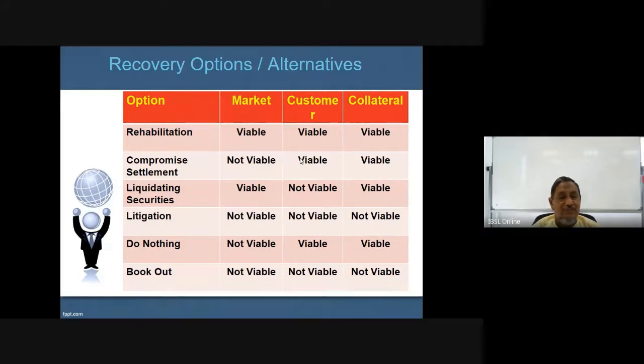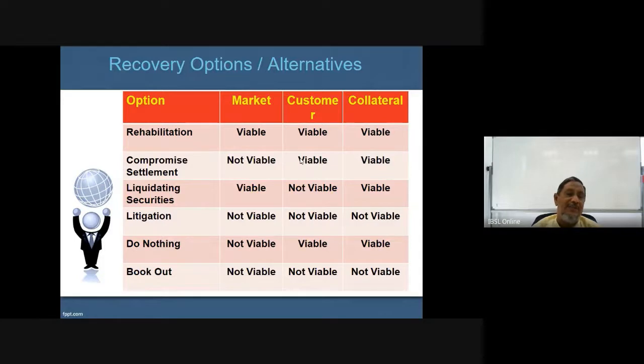Best option is to wait and see, do nothing. We have to wait till the markets come back to normal situation. Thereafter, we can go for recovery program. That's called do nothing. So this is short term, till the market is coming to normal situation. We hold the customer and wait till the market is recoverable. Then we can go ahead with the recovery program.